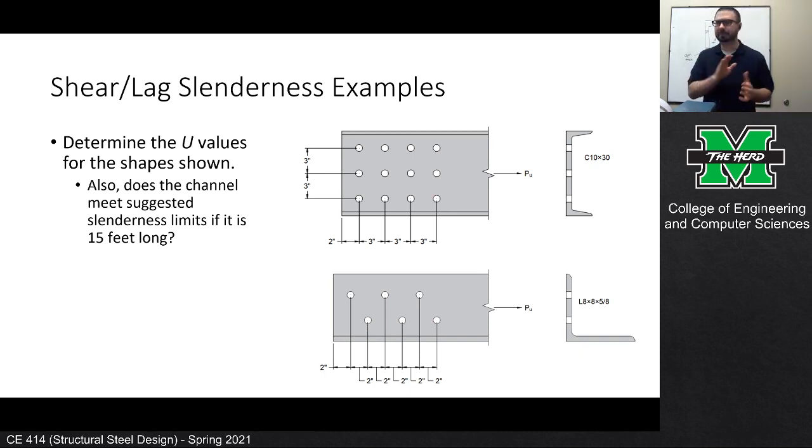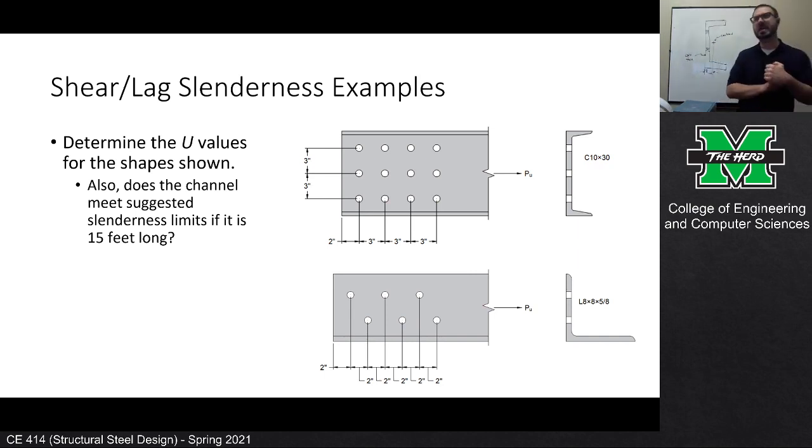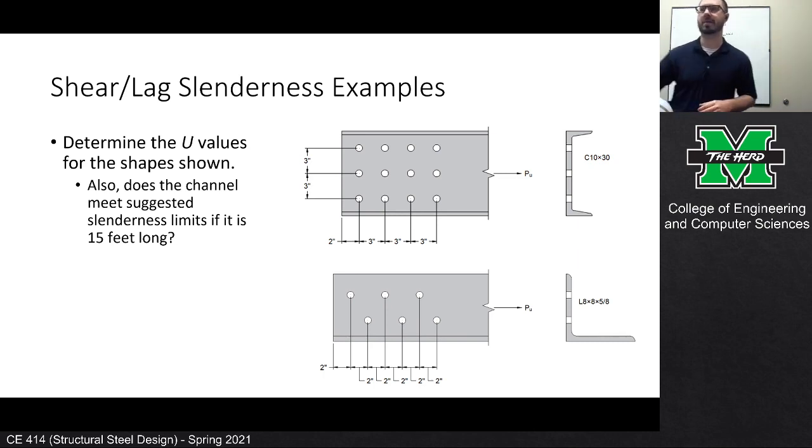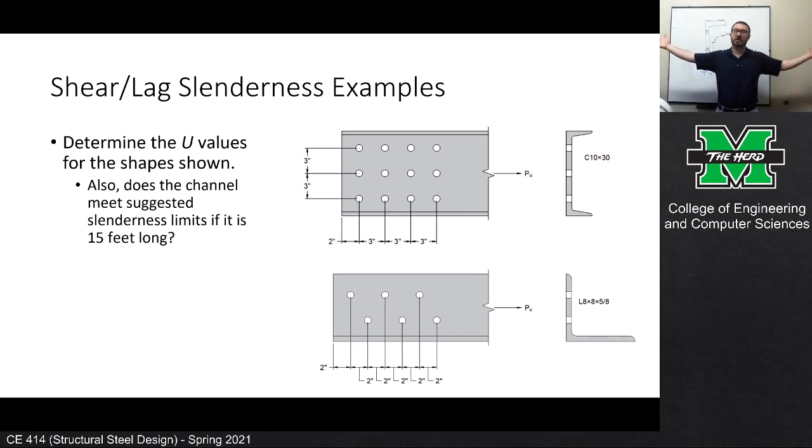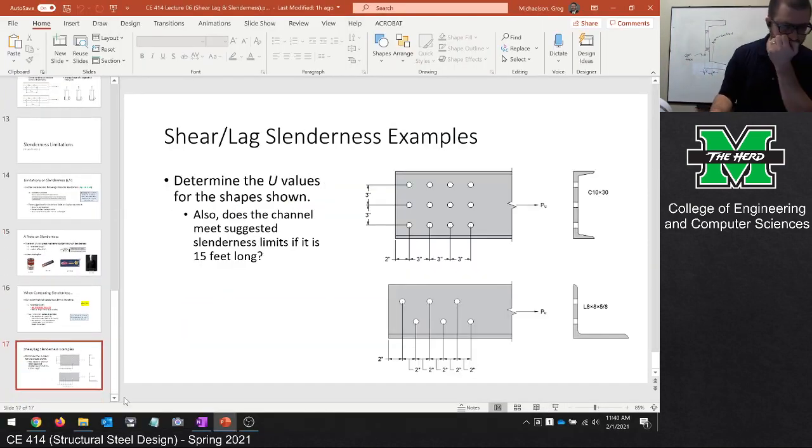Let me introduce our examples, and then we'll start digging into these. I've got two different shapes: a channel and an angle. I want to determine the U value for each of these, and I also want to see, just off to the side, whether the channel meets the 300 L over r limit if the channel has a total length of 15 feet. So if that channel is 15 foot long, does it meet L over r limitations? Okay. Any questions as I pull up the notebook?